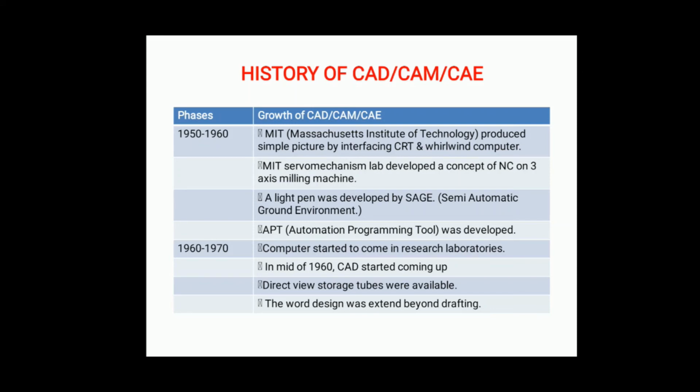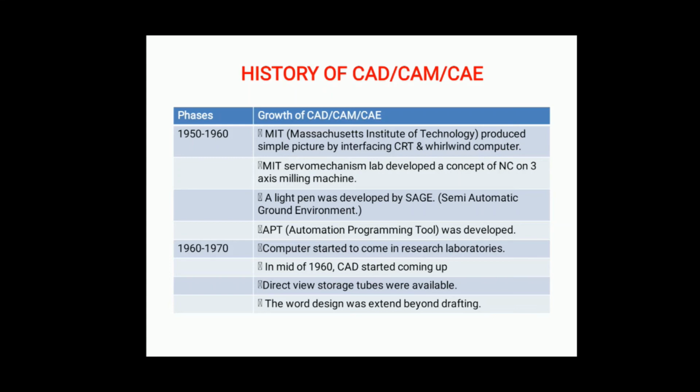Then MIT Servo Mechanism Lab developed the concept of NC on a 3-axis milling machine. Afterwards, the light pen was invented by SAGE, Semi-Automatic Ground Environment. Then automation programming tool was developed. In 60 to 70, computers started to come into research laboratories. In the mid 60s, CAD started coming up.